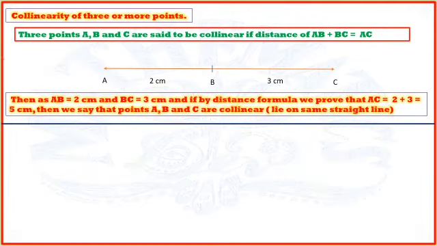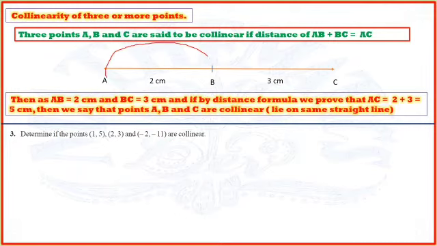So based on this concept, we are going to take question number 3. Determine if the points (1, 5), (2, 3), (-2, -11) are collinear. Same thing that I told you. The distance of AB and the distance of BC, we will add these two. If it is equal to the distance between A and C, then we say that these 3 points are collinear. So let us start.